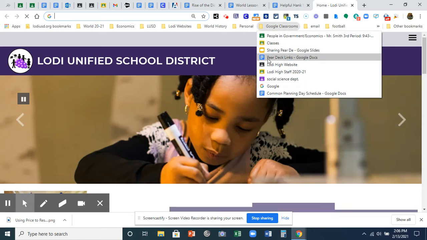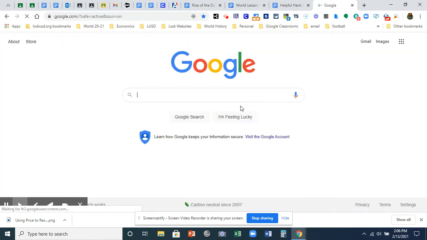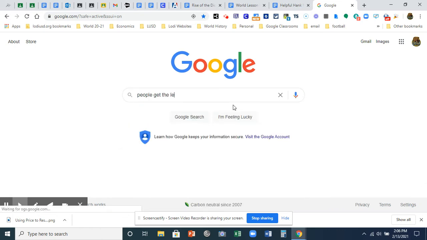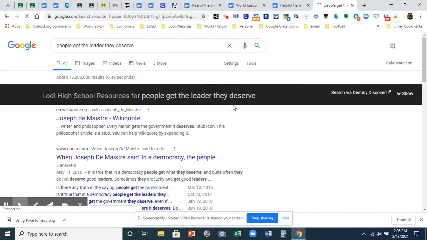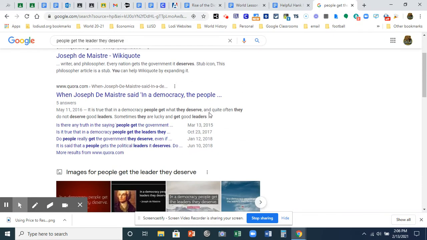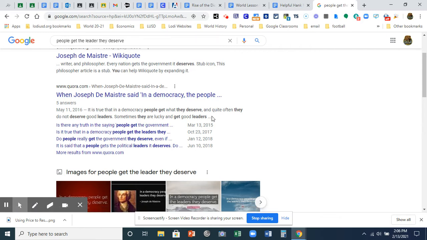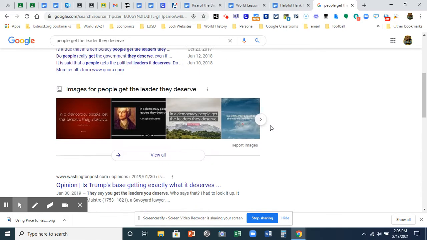But there's this old saying in politics, and it goes something like this: people get the leader they deserve. Something like that. Oh, there you go. Apparently, it was Joseph de Maistre who said, "In a democracy, people get what they deserve, and quite often they do not deserve good leaders."